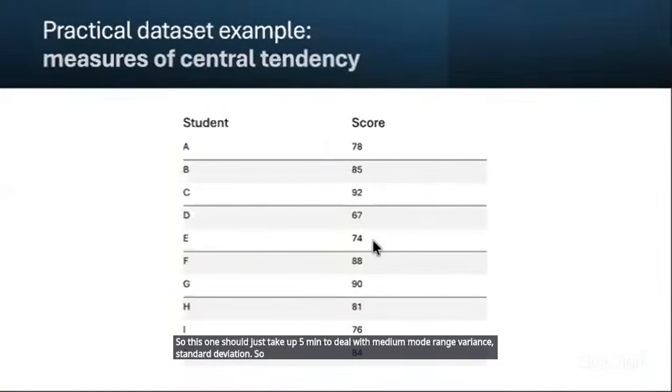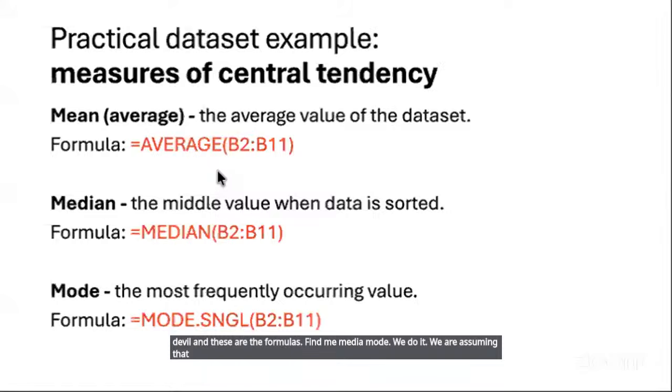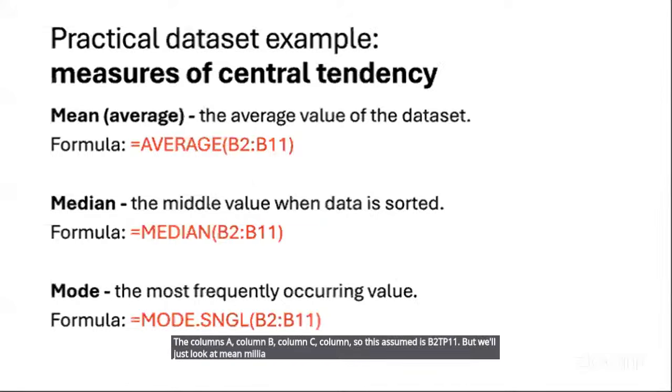I have a slide. You have just a sample table. And these are the formulas to find mean, median, mode. We are assuming that your data is listed under cell B2 to cell B11. B2 is on your Excel document, the columns A, B, C. So this is assuming that it's B2 to B11, but we'll just look at mean, median, mode.